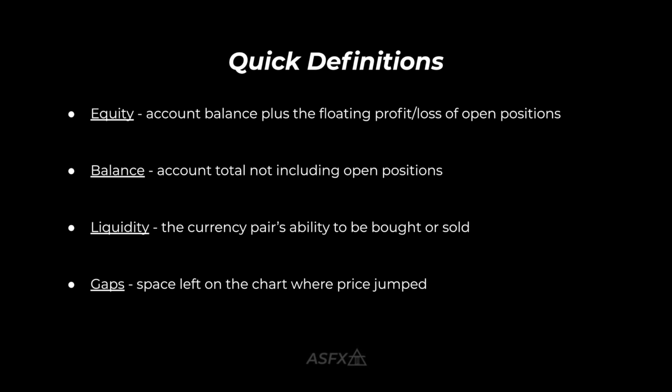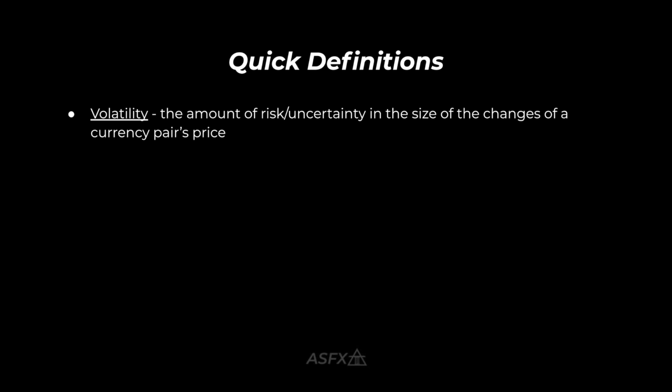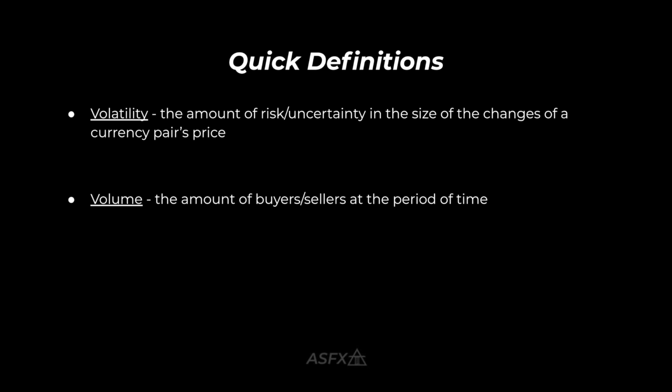Gaps are space left on the chart where price has jumped, whether it was from news or over the weekend, whatever it was. Gaps are where price has jumped because there could not be any orders filled in that gap because it moved too quickly. A couple more definitions here. We talk about volatility a lot. This is the amount of risk or uncertainty in the size of the change of a currency pair's price. So if it's a very volatile pair, you could see it move 80, 90, 100, 200 pips in a day. If it's not a volatile pair, you're going to see it move 15, 20, 30 pips a day, and it's not going to have the kind of gas that we're looking to trade on a daily basis and make money in the markets with. You also want to understand volume, which is just strictly the amount of buyers or sellers in that specific period of time.